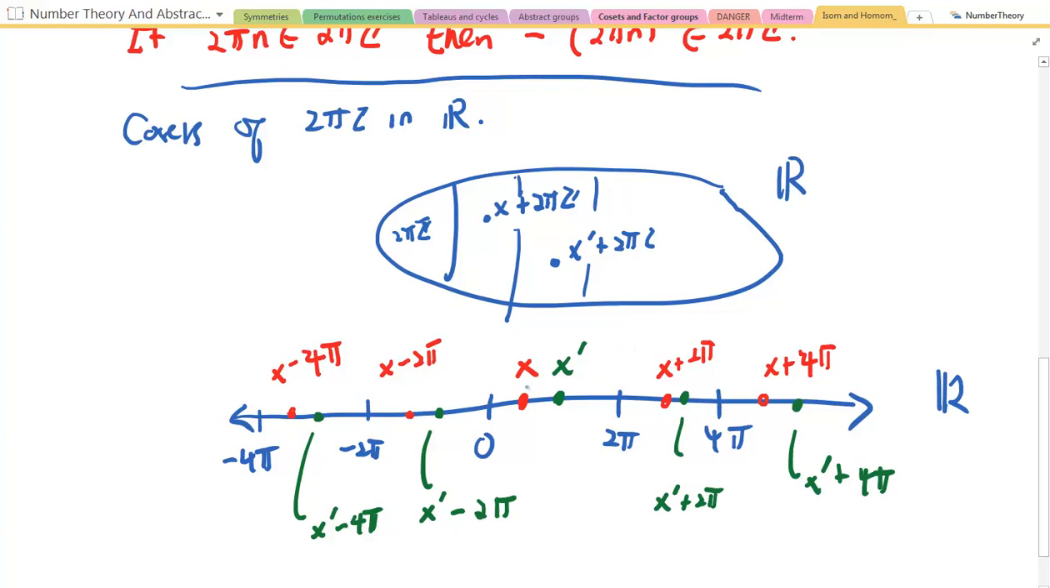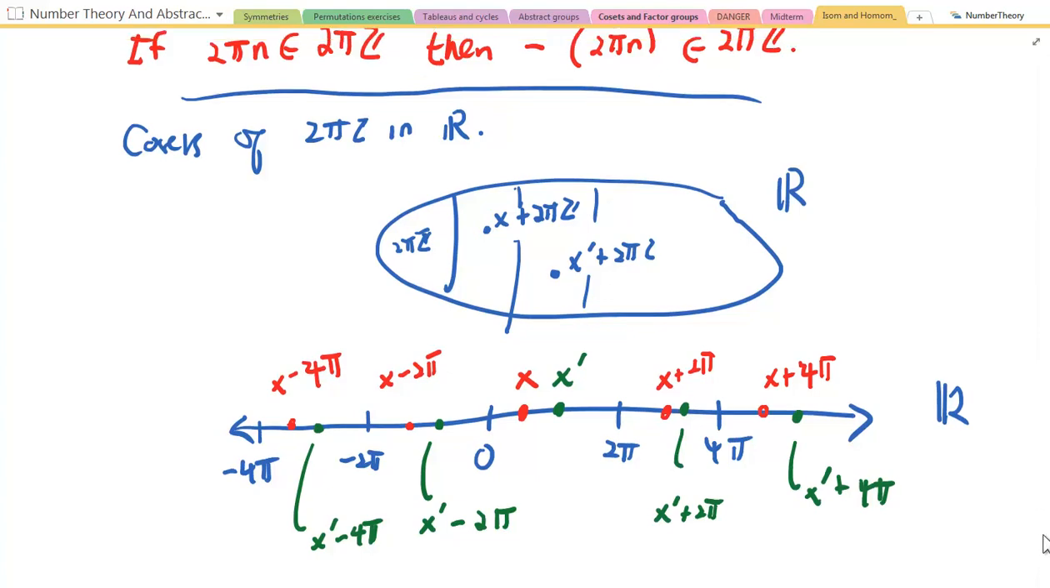Now, some of these cosets will overlap. For instance, the coset that I would obtain from x is the same coset that I would obtain from x plus 2 pi. But that's okay. We can have duplicate cosets. That's okay.